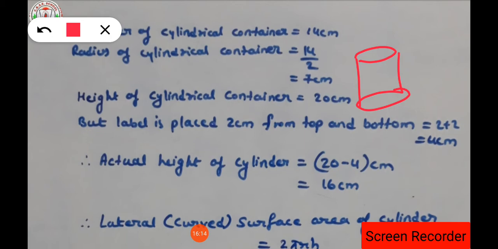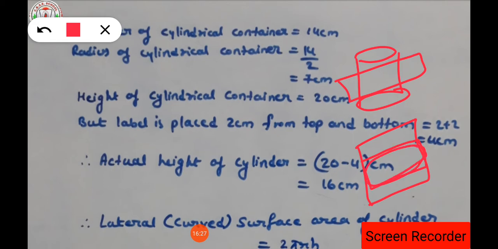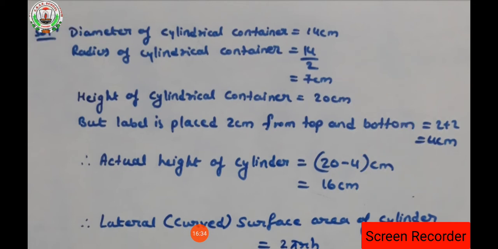Then what do we have to do? Everybody knows that a label is there, isn't it? A label is here. So when the label is in place, that particular area we have to find, the area on which the label is to be stuck. That area we have to find in this question.